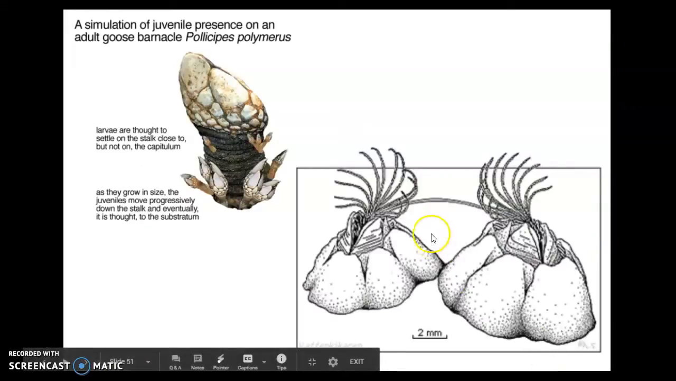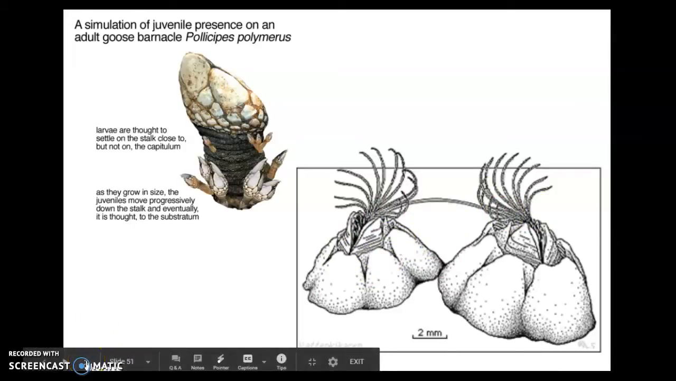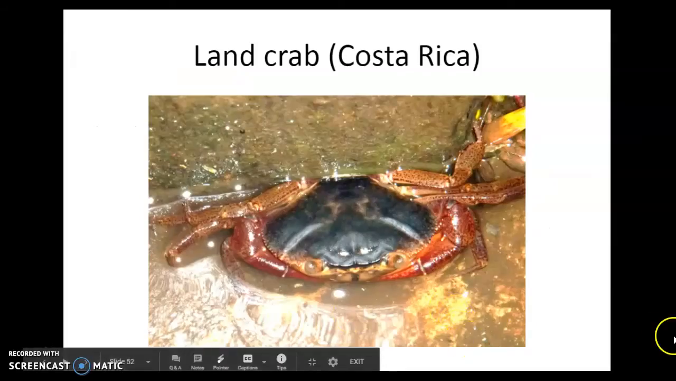Here's another look at the barnacles, and you can see the legs are stretching out for reproduction when they have a partner that's close enough to them. All right, here's an example of a land crab. I took a picture of a rainy night in Costa Rica right outside our rooms, our camp.